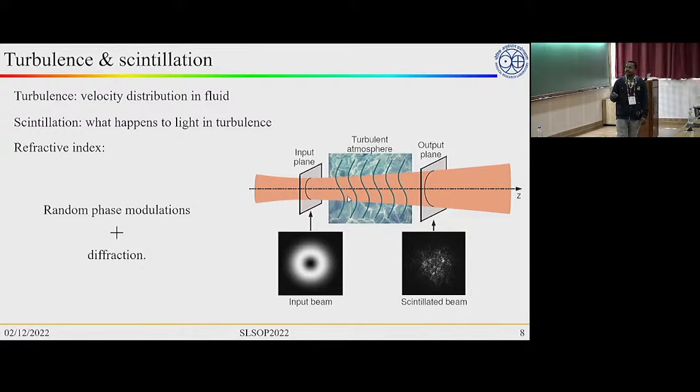And scintillation is what happens to the light in the turbulence. So these turbulences are actually the refractive index fluctuation, because the flow in the fluid will give those refractive index fluctuations. And here is an example. If you give an input mode like this, you get the scintillated mode like this.